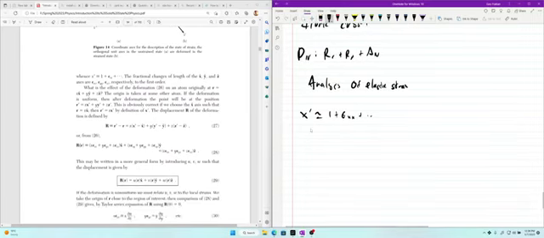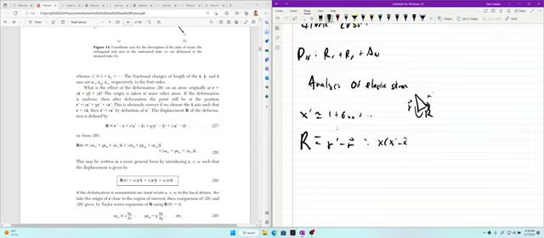So the displacement R of the deformation we can define as just r prime minus r, right? That's just what you do. So if I have the r vector over here, and then I have r prime like that, then the difference is R. So that's going to be x prime minus x hat plus y prime minus y hat plus z prime minus z hat.